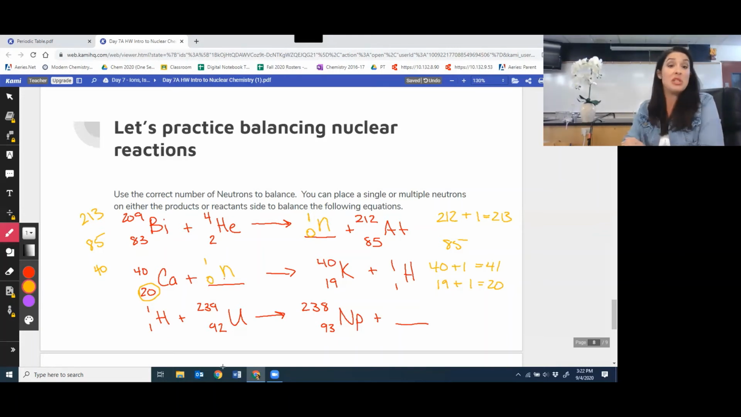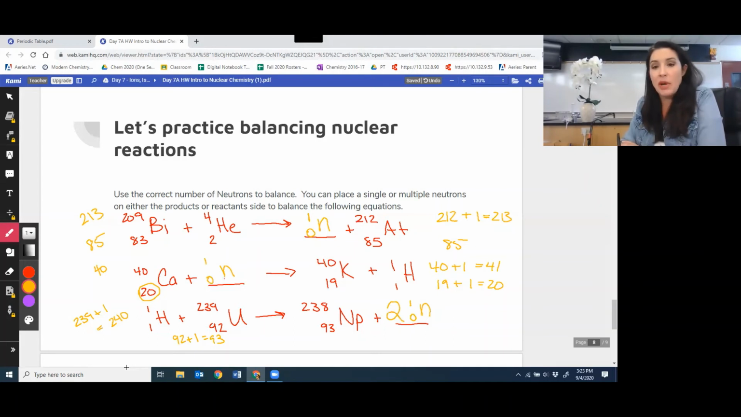All right, the last one's a little bit tricky. We've got 92 plus 1, plus 1 is 93. All right, that works out, so I don't need anything here. 239 plus 1 is equal to 240. And on this side, I have 238. So how am I going to get 2 more neutrons to balance this out? I can't have 2 neutrons together, but what if I just had 2 neutrons on their own?